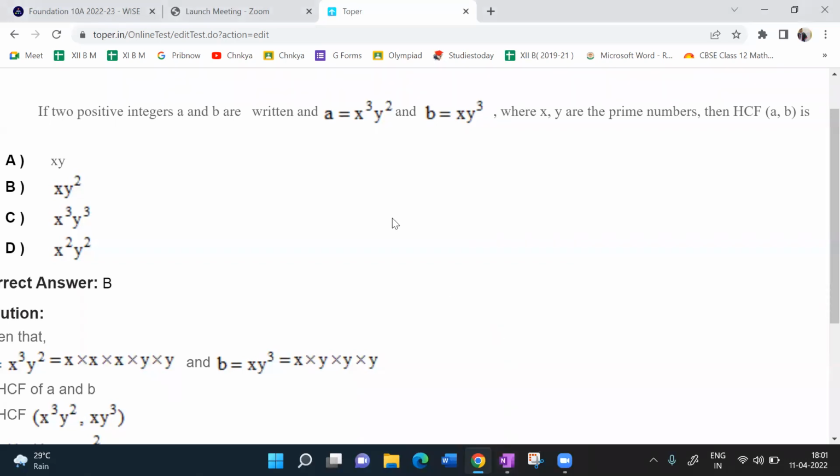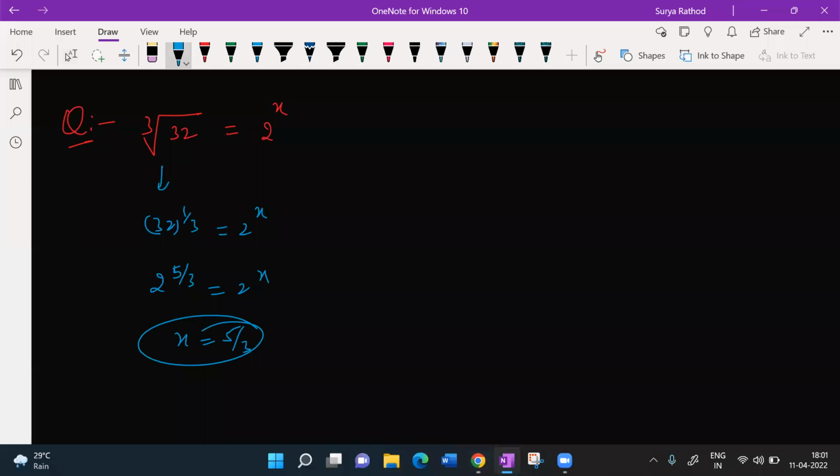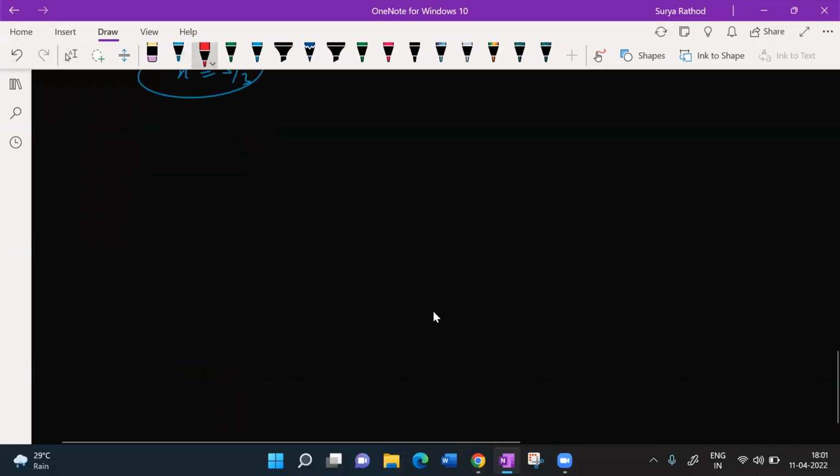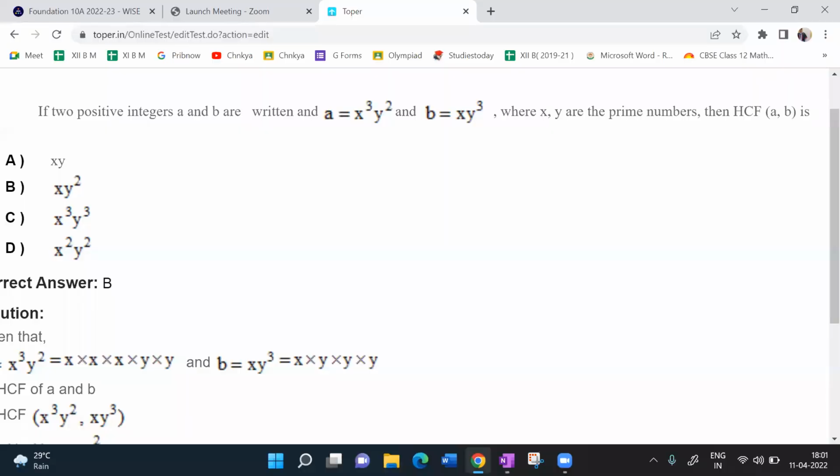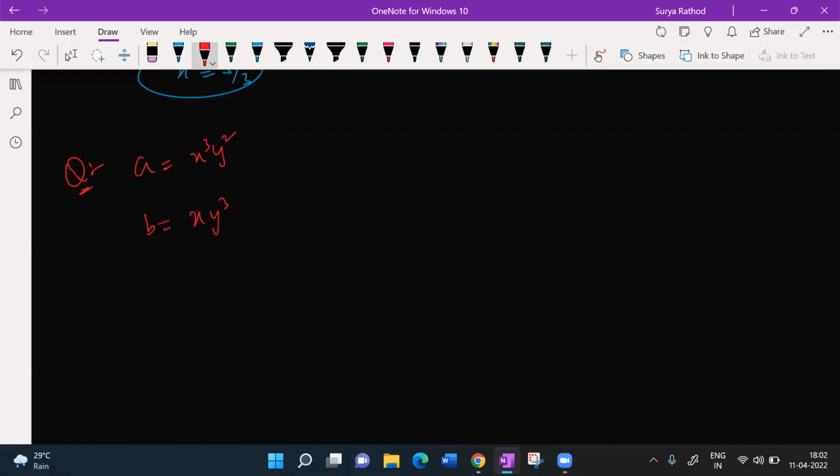So two positive integers A and B, where x and y are prime numbers, then we need to find the HCF of A and B. Let's make this question very simple. What is the value of A given? X cube and Y cube, Y square and xy cube. So what is the HCF, beta? xy square is the HCF.